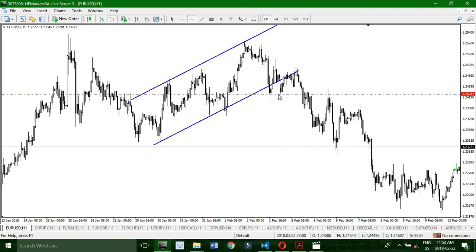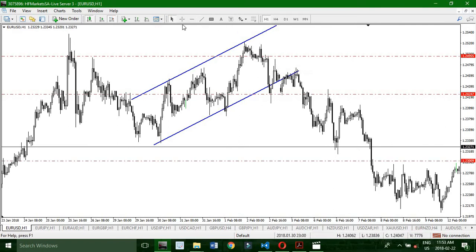So this would definitely be our entry. Stop loss around this level, and you can see it's more of a resistance level. It's been touching over there, touched over there, and a resistance level over here. And then our target, which is 100 pips.